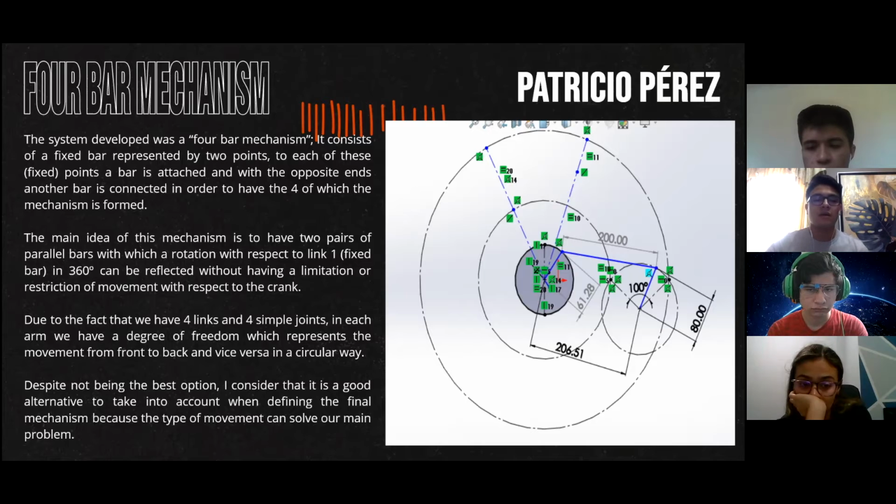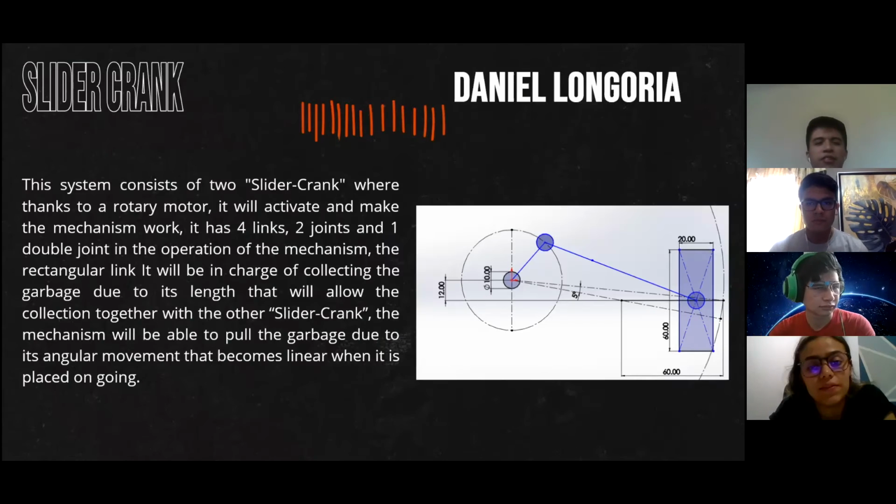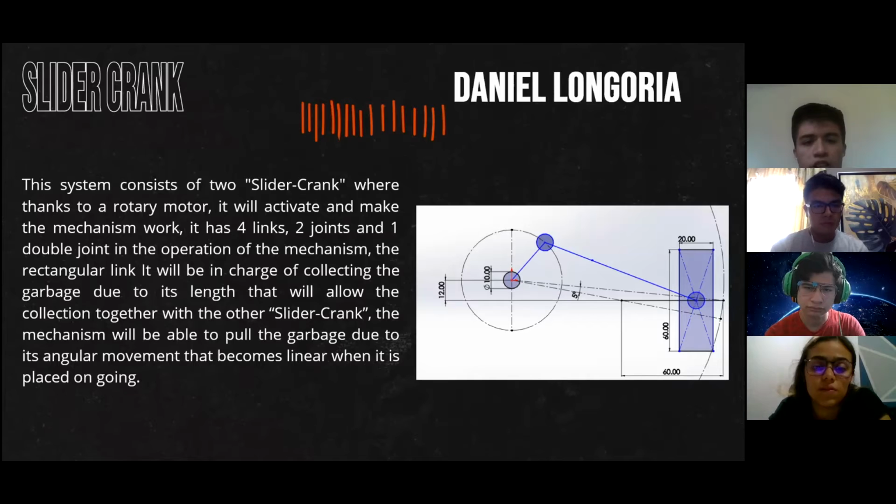Now, this system consists of a 2-slider crank, where thanks to a rotary motor, it will activate and make the mechanism work. This has 4 links, 2 joints, and 1 double joint in the operation of the mechanism. The rectangular link will be in charge of collecting the garbage thanks to its length, which will allow the collection together with the other slider crank.